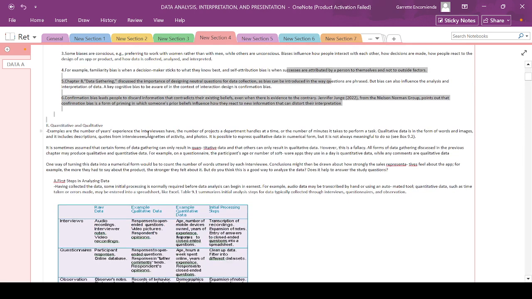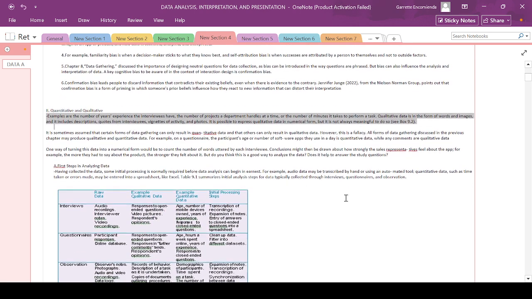Quantitative examples are the number of years of experience the interviewees have, the number of projects a department handles at a time, or the number of minutes it takes to perform a task. Qualitative data is in the form of words and images, and it includes descriptions, quotes from interviews, vignettes of activity and photos. It is possible to express qualitative data in numerical form, but it is not always meaningful to do so.